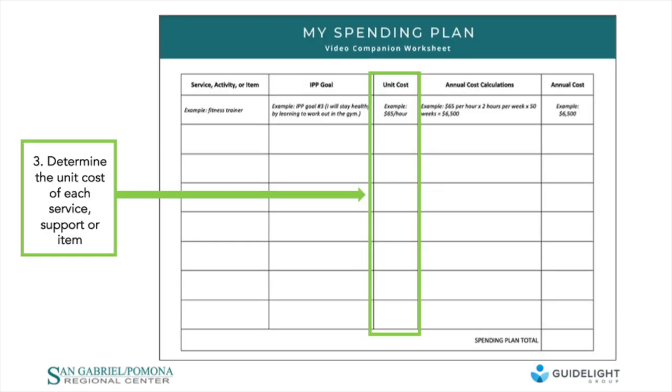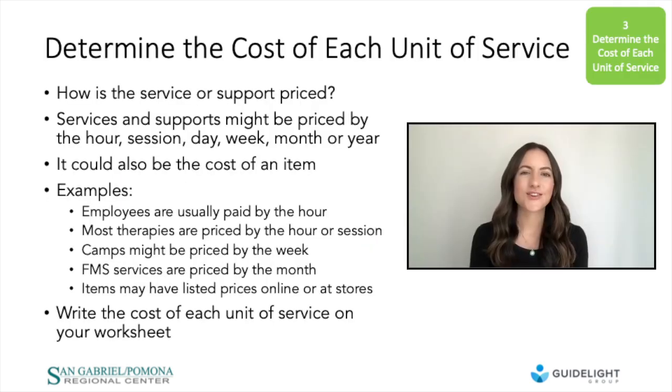Next, in the third column of your worksheet, determine the unit cost of each service, support, or item listed on your spending plan. To determine the unit cost, think about this. How is the service or support priced? Services or supports might be priced by the hour, session, day, week, month, or year. It could also be the cost of an item.